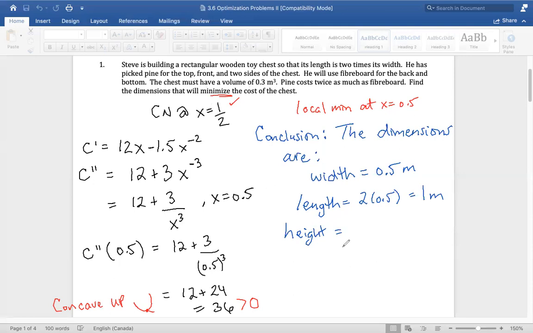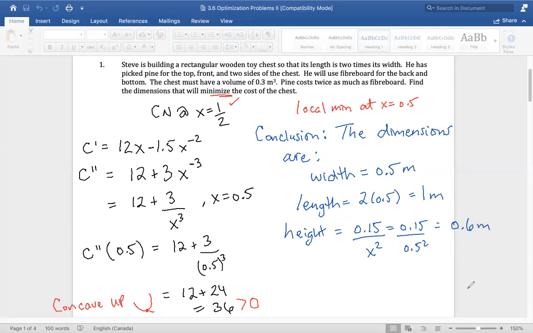My height equation, if you remember, was 0.15, just go back and look at it, over x squared. When we isolated for h in that second equation, that's what we got. So that's what we can use, right? We need it with just x. So we can plug in the value of 0.5. So 0.15 divided by 0.5 squared. Again, be careful with your calculator there, whether you have to put brackets around that or not. You should have an answer of 0.6 meters.